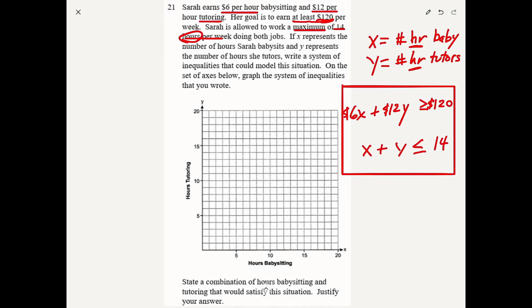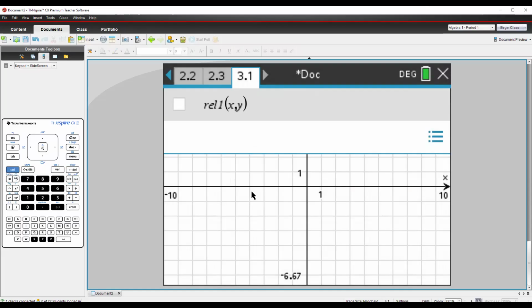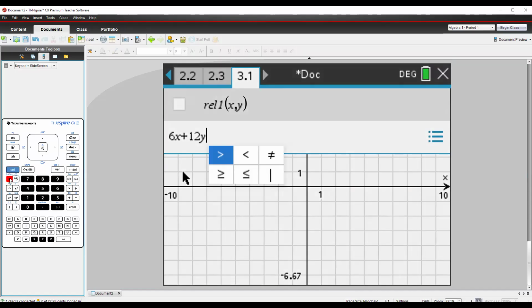So all I'm going to do now is graph this using my calculator. I'm going to make this a relation because these are linear inequalities. I'm going to enter 6X plus 12Y is greater than or equal to 120. And then I press enter.